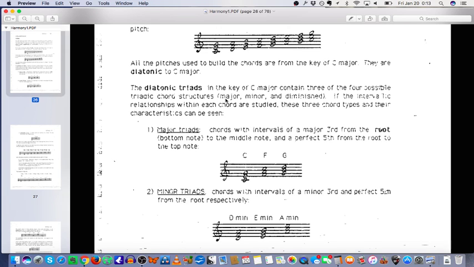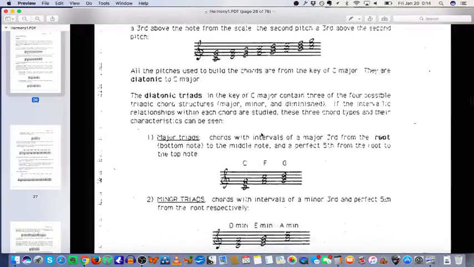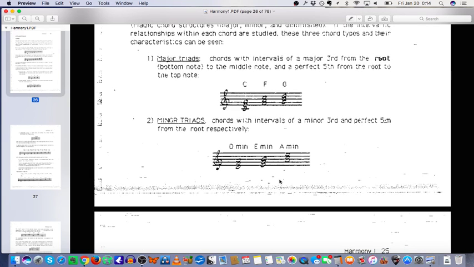In the case of the major scale, 3 out of the 4 appear. So we have major, minor, and diminished. If the intervallic relationships within each chord are studied, these 3 chord types and their characteristics can be seen. So, major triads. From our example in C major, we have C major: a major third on the bottom, C to E, and a minor third on top. That is a major triad. F and G, so the 1 chord, the 4 chord, and the 5 chord, are all major.